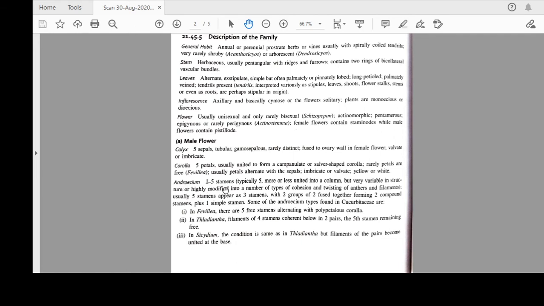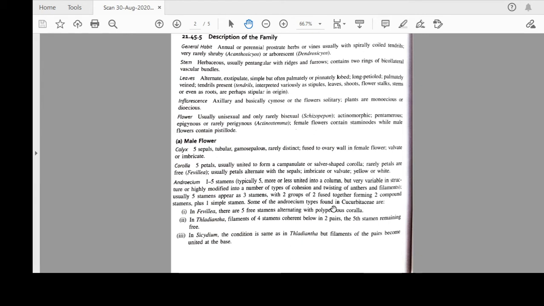Androecium 1 to 5 stamens, typically 5, more or less united into a column but very variable in structure, or highly modified into a number of types of cohesion and twisting of anthers and filaments. This is a special feature of anthers in Cucurbitaceae. Usually 5 stamens appear as 3 stamens, with 2 groups of 2 fused together forming 2 compound stamens plus 1 simple stamen.